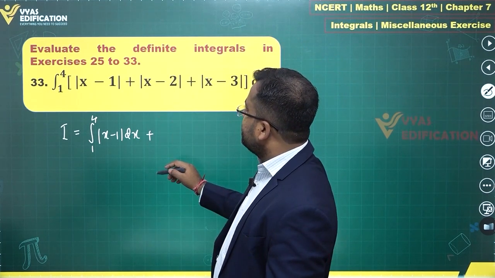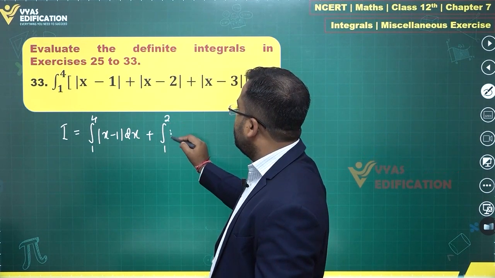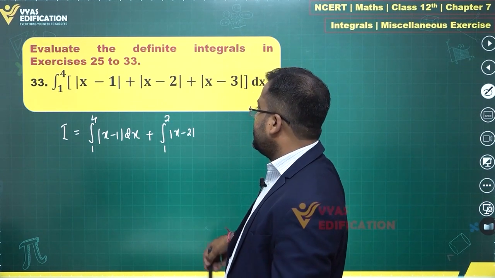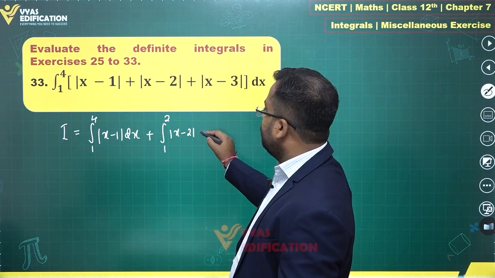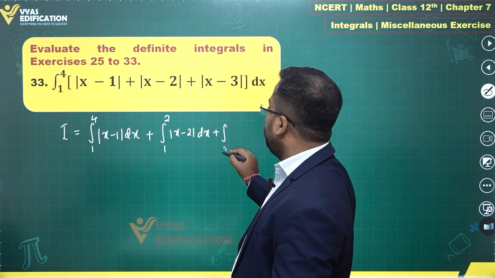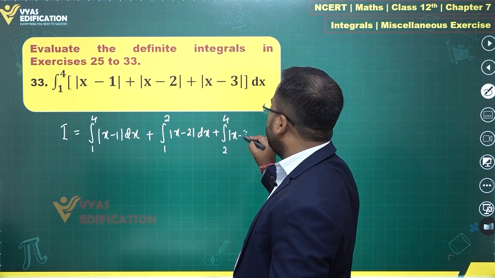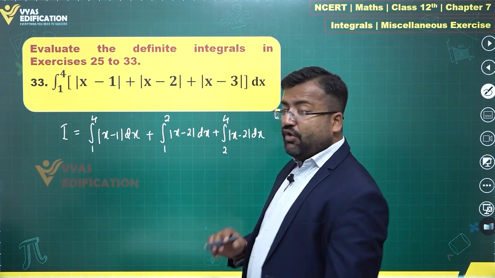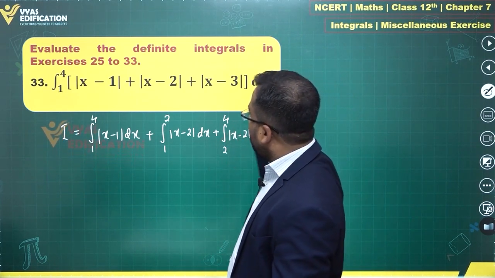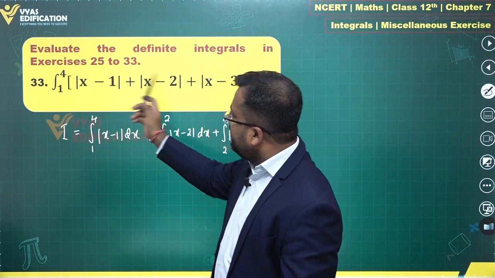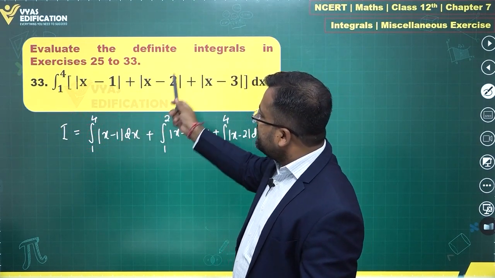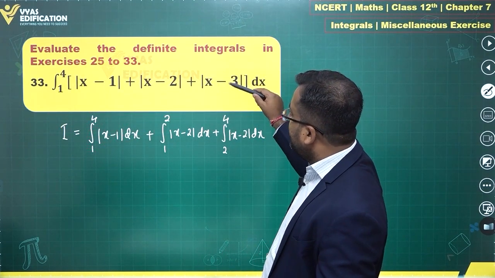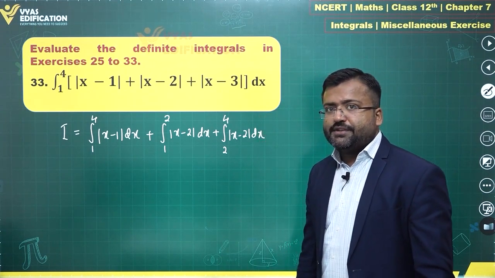Plus, for this, you'll have integral from 1 to 2 modulus of x minus 2 dx plus integral from 2 to 4 modulus of x minus 2 dx. So what I'm doing is I'm taking these three terms separately and then finding each integral separately. This integral will be broken down into two parts. This will again be broken down into two parts.